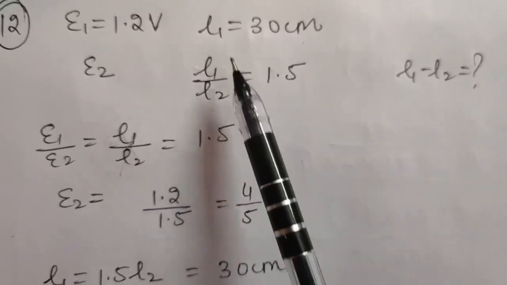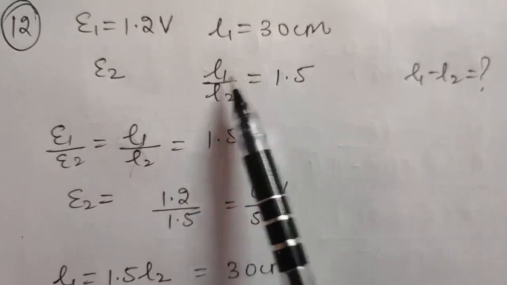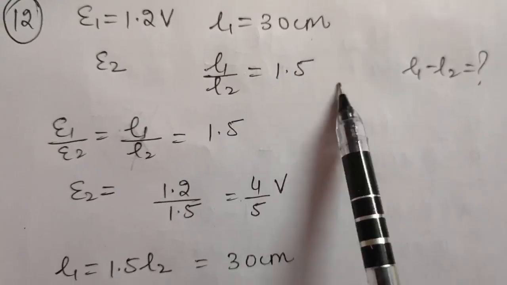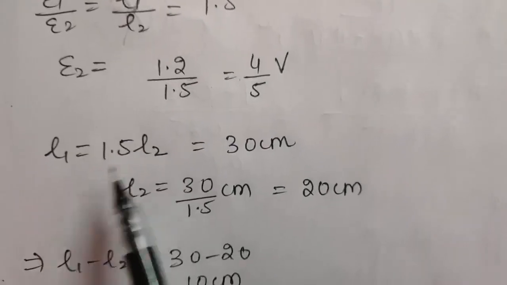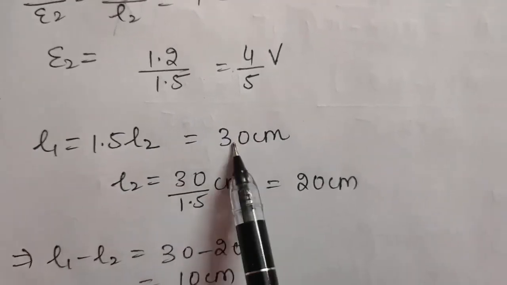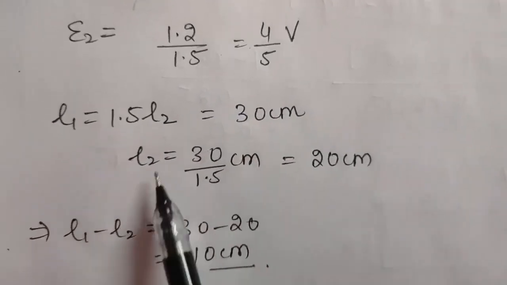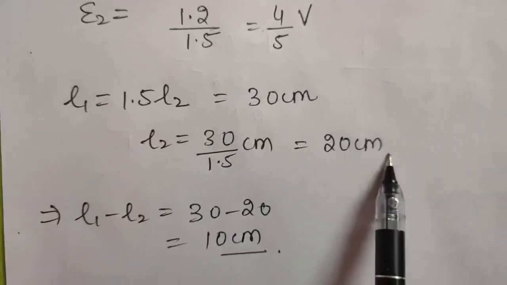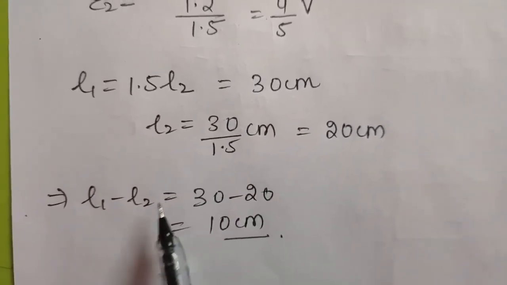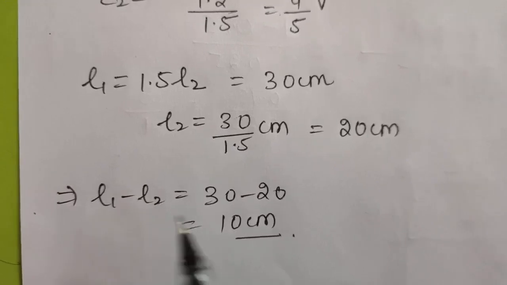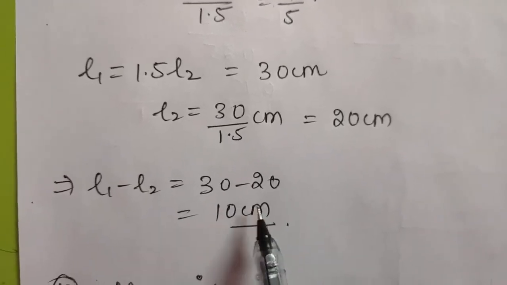So as you know, L1 is 30 centimeter, it is given, and from here L1 will come to be 1.5 L2. So that means L1 is equal to 1.5 L2 is equal to 30 centimeter. From here calculate L2, that will come to be 20 centimeter. So the difference between the balance points is L1 minus L2, that is 10 centimeters. So this will be the answer.